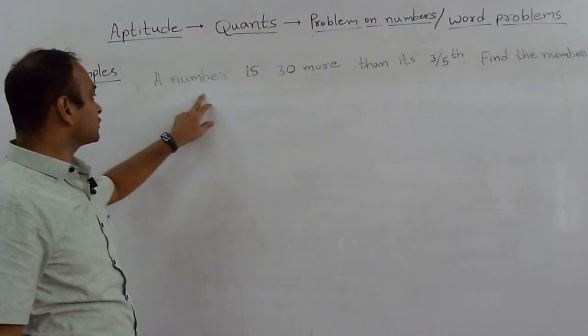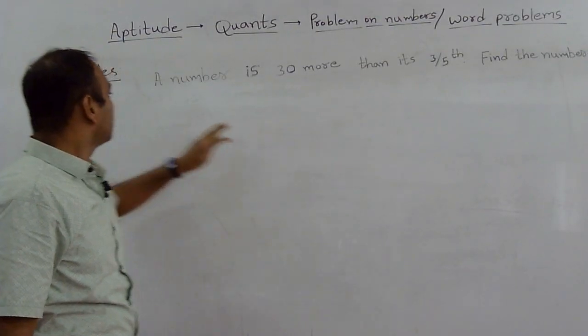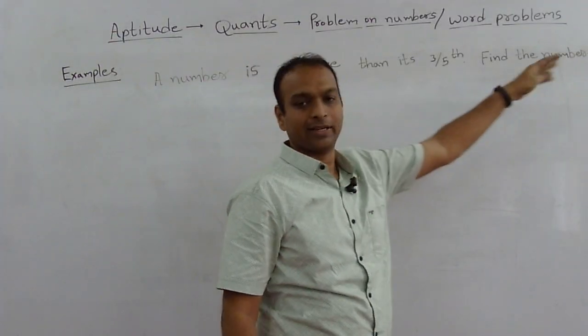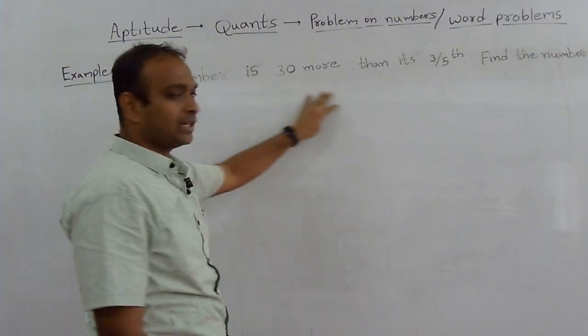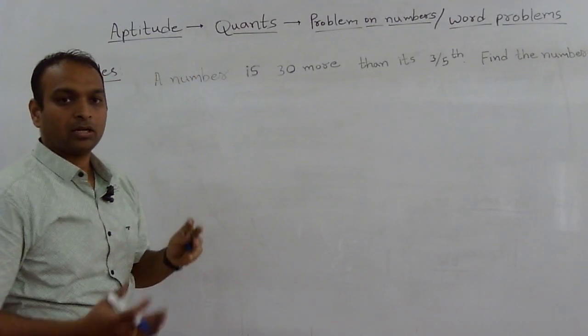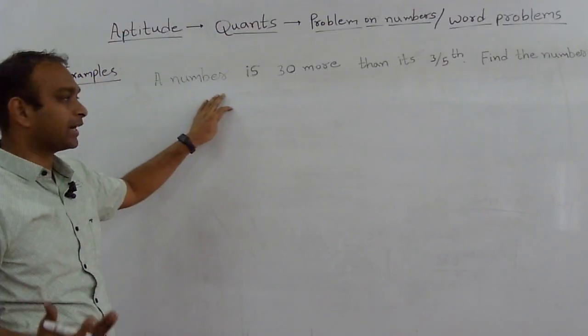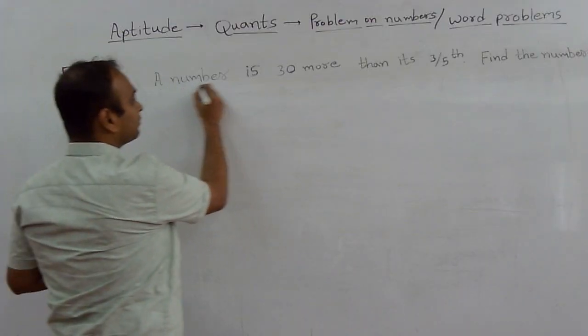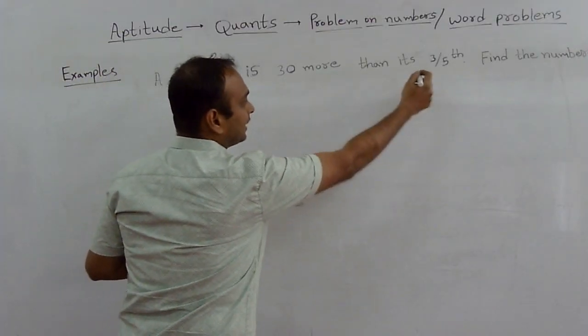So here we have the last problem of our topic. A number is 30 more than its 3/5. Find the number. Okay, so it reads very simple and short, but it may be a complicated one if you don't have practice of solving these topic problems. So what is given? A number is 30 more than its 3/5.